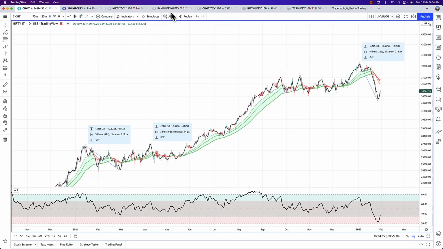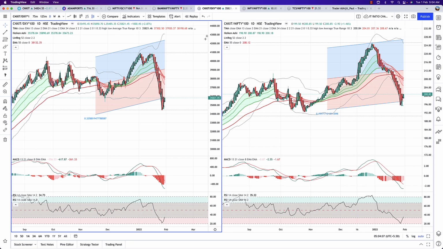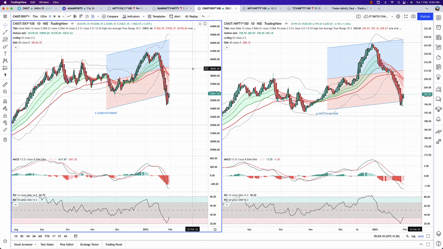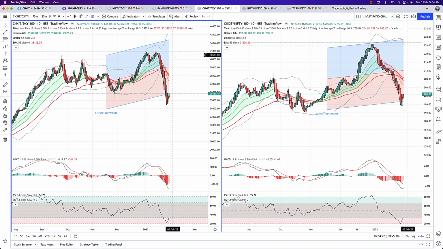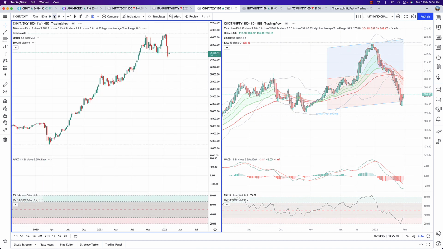Let's now come to CNXIT versus the dollar index and CNXIT versus the Nifty, which is on my left hand side. We have the dollar index here, this one, and the ratio chart of CNXIT vis-a-vis the dollar index. And on the right hand side, we have the IT versus the Nifty 50. I have normalized them by multiplying by 100 so that the charts are normalized. Now, this is the daily charts. Now let's take a look at the weekly charts.